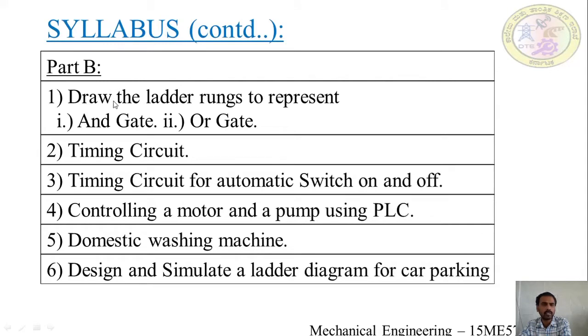In part B, you are going to construct a ladder diagram for these problems, and then simulate the ladder diagram in the simulation software. The first problem is to draw the ladder rungs to represent AND logic and OR logic. The second is a timing circuit, and the third is a timing circuit for automatic switch on and off. The fourth is controlling a motor and a pump using PLC, the fifth is a domestic washing machine, and the last is to design and simulate a ladder diagram for car parking.